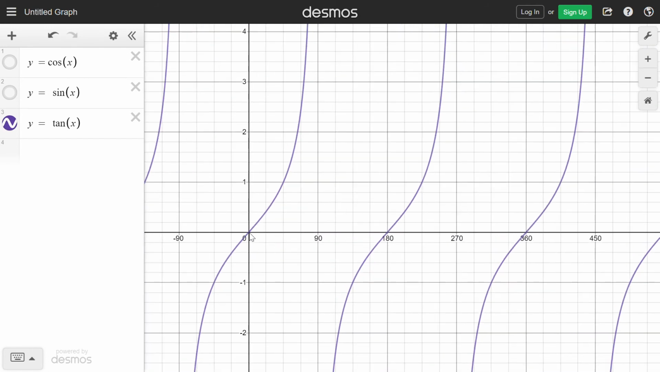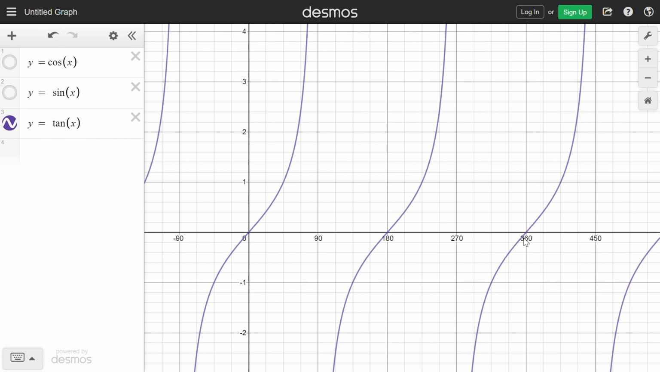So we start at 0, we curve and then shoot off to infinity. We reappear at the bottom and we curve up to 180. We go through 180 and then we repeat what we've just done. Slow curve and then you shoot off, never quite touching 270, and then you reappear at the bottom and curve up towards 360.